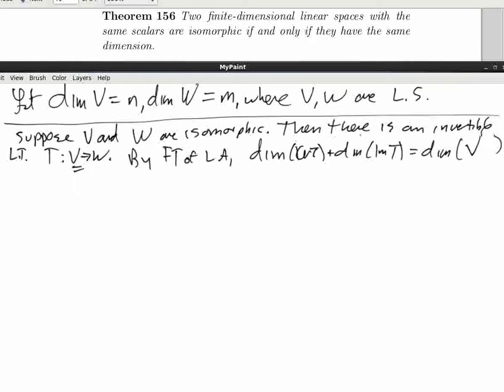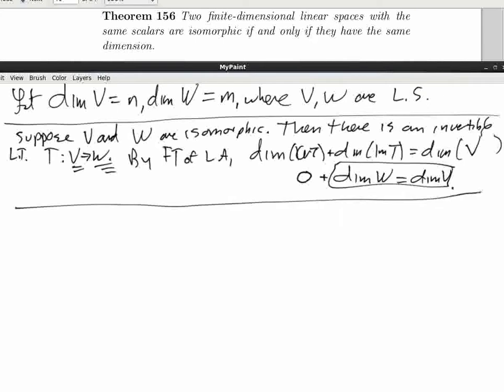But if it's invertible, that means it's one-to-one and onto. If it's one-to-one, that means the only element in the kernel is 0. That means the dimension is 0. Since it's onto, the image is all of W, so that means this is the dimension of W. And so that tells us that if they're isomorphic, then the dimension of W equals the dimension of V.